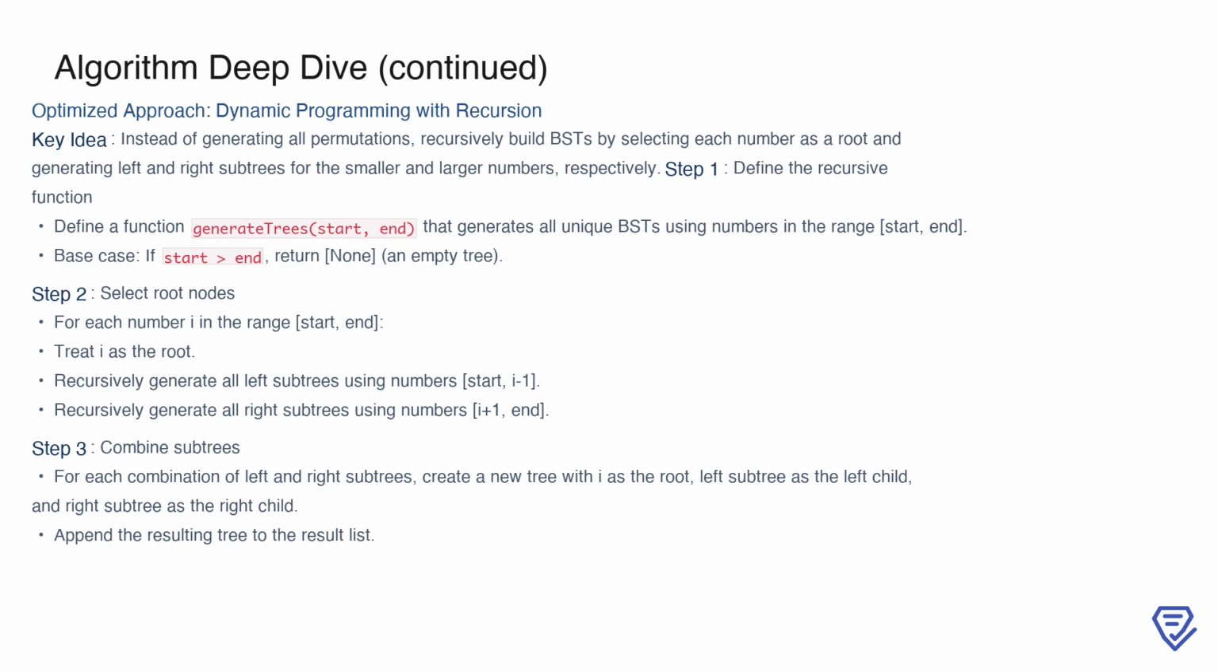First, we define a recursive function, generateTrees(start, end), which generates all unique BSTs using numbers in the range start to end. For the base case, when start exceeds end, we return a list containing a single element, None, representing an empty tree. Next, for each number i within start to end, we treat i as the root. Left subtrees are generated by recursively calling the function on the range start to i-1, while right subtrees are generated from the range i+1 to end.